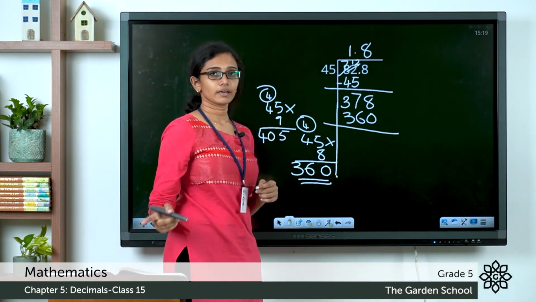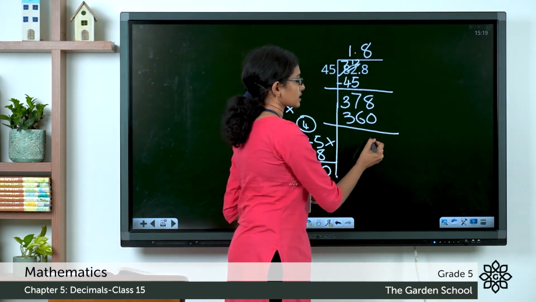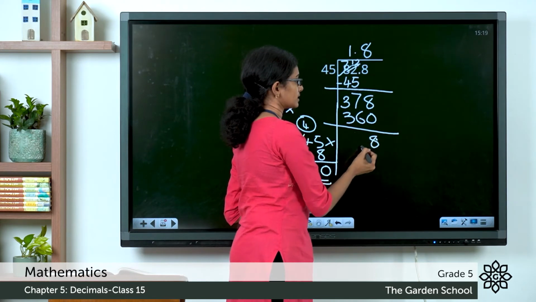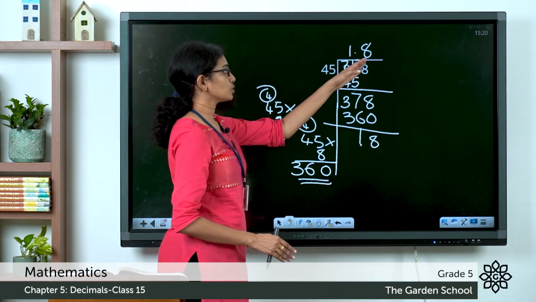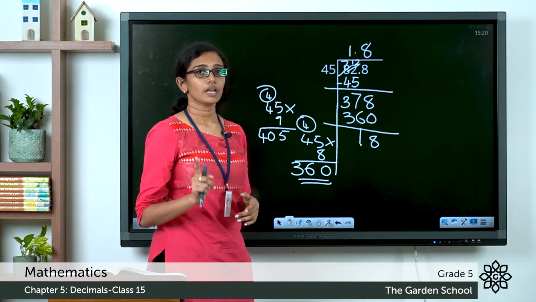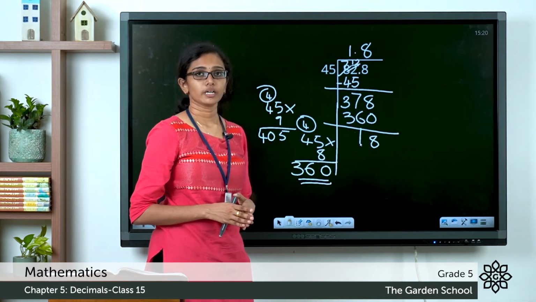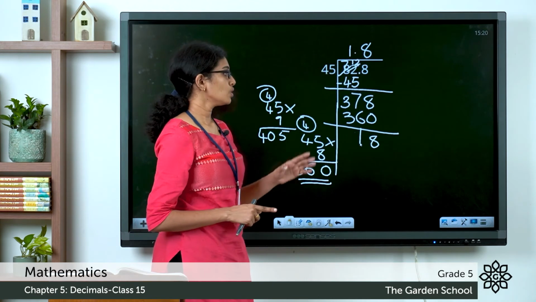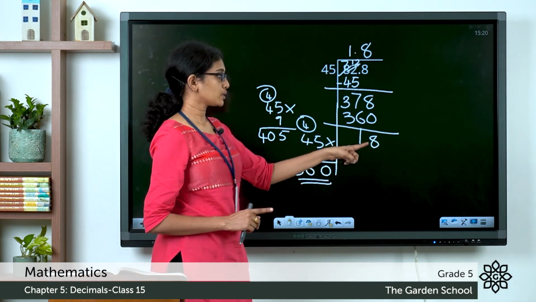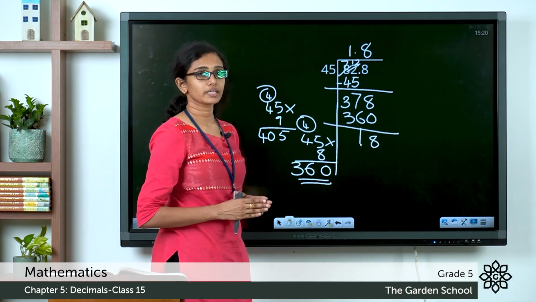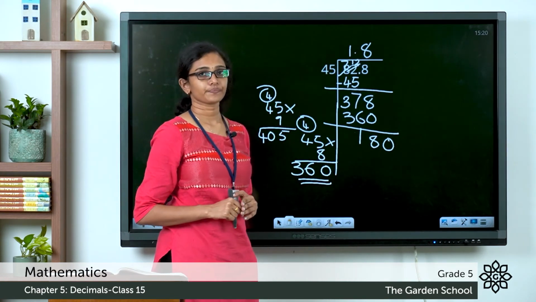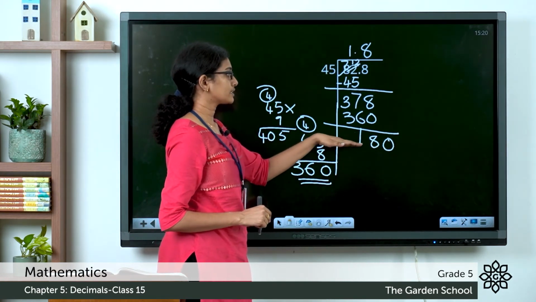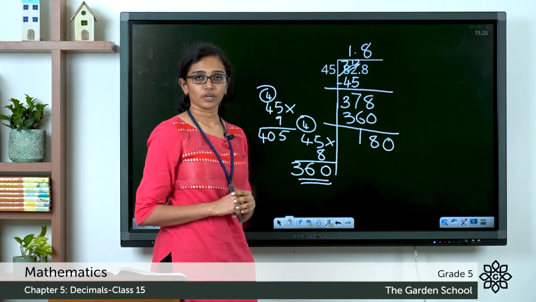Now, subtracting the numbers, we get 8 minus 0, 8. 7 minus 6 is 1. And here we got 18. Do we have any more digits to bring down? No. But the division is not complete. We should get the remainder as 0. So, let's put one 0 to the right of this 18 and proceed with the division. So, that will make this 18 180. Right now, we have to divide this 180 by this 45.